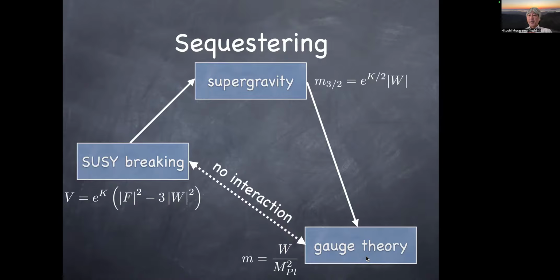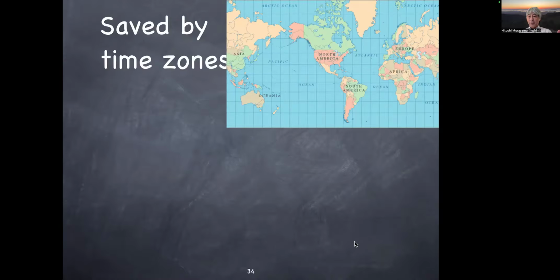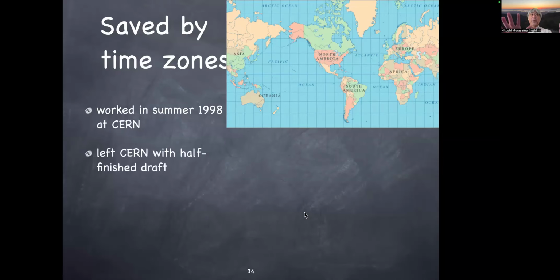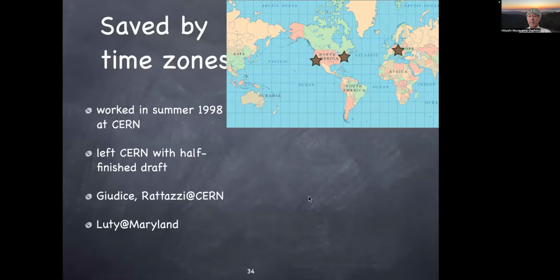Now, when I was working on this anomaly-mediated supersymmetry breaking, I was really saved by time zones around the world. I was at CERN in summer 1998. I started to work with Gian Giudice, Riccardo Rattazzi, and Markus Rudolf. They were all together at CERN that summer. We basically finished the discussions and the work. We had a half-finished draft already. But when we went back to our home institutions, we became busy with teaching and committees, and so the draft remained half finished. That is how it was in the fall semester.